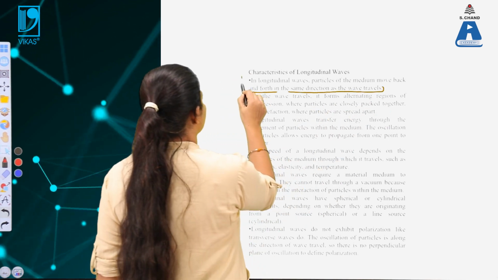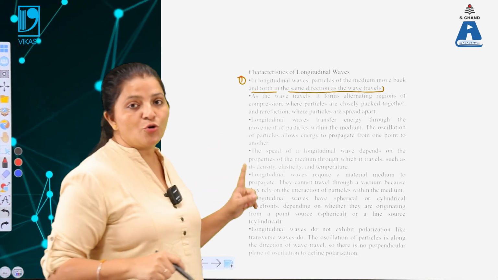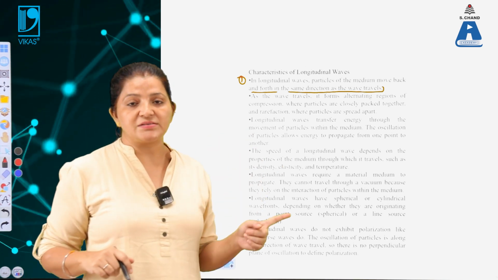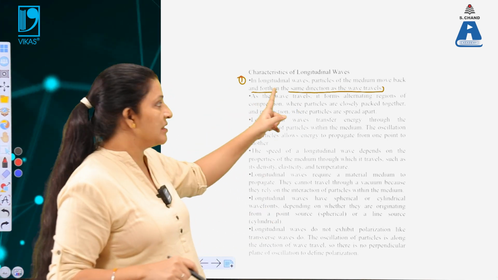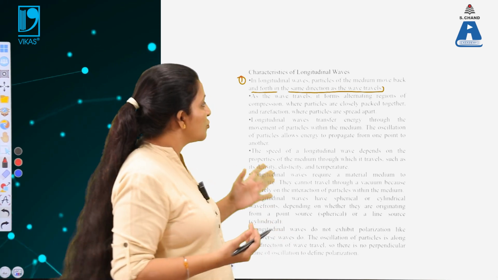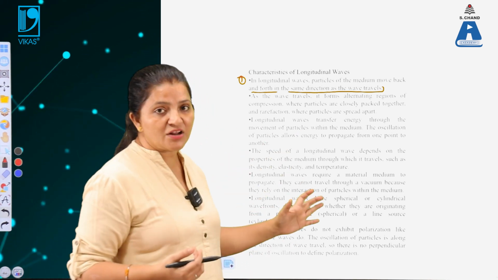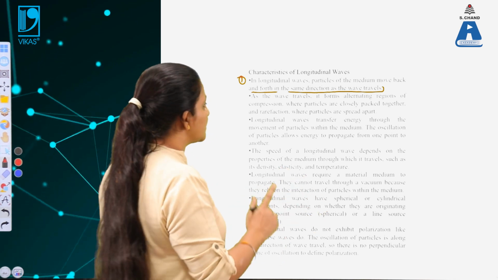So what is the first characteristic? The motion of the wave is the same as the displacement of the particle. The particles of the medium, or the particles of the spring, are moving in the same direction as the wave. Displacement is in the same direction. This is the first point.